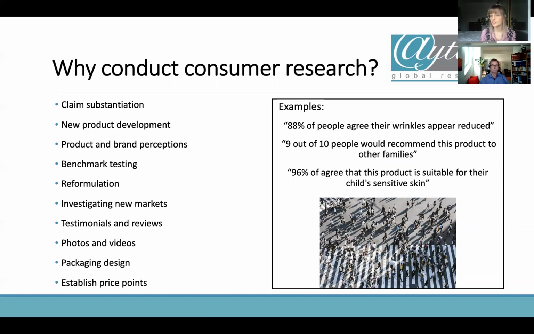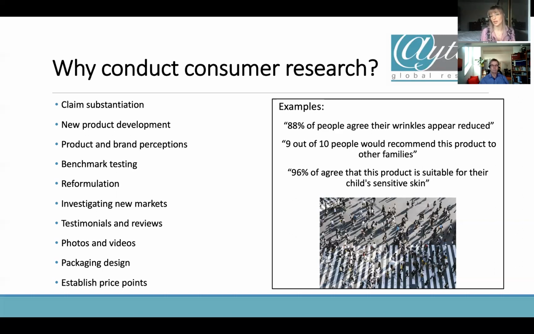There's also things like comparison testing, as I mentioned. So that might be benchmarking against competitors, but it might also be testing your own formulations. You might want to investigate new markets and see how your products are accepted there, or indeed investigate those markets to substantiate your claims. And there's also other marketing material you can gather, such as photos and videos and testimonials and reviews. I like to give this information before people really think about the claim side, because think about what else you can get out of this consumer research. There's a lot you can get from it.